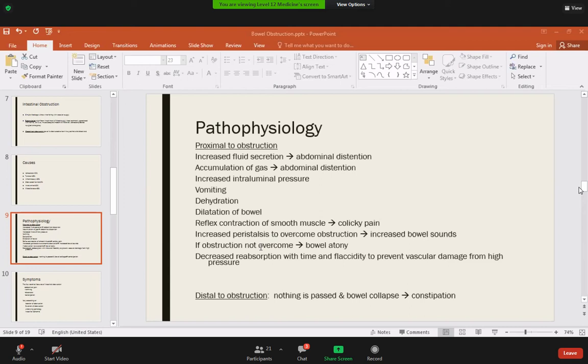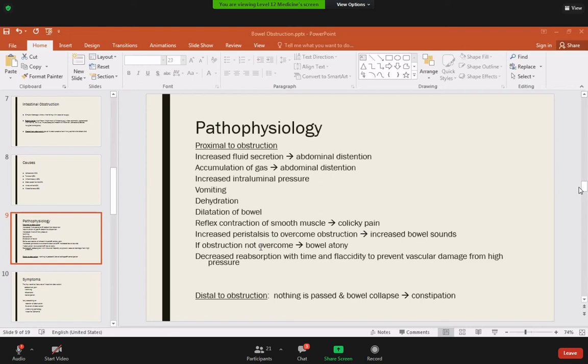With the vomiting as well as accumulation of fluid in the gut, the overall body fluid balance will be affected, and the patient will develop dehydration. The patient will suffer from inflammatory symptoms and signs. There will be dilatation of the bowel, and as a reflex mechanism against that obstruction, the body tries to make extra effort. The peristalsis becomes hyperactive, and the patient complains of severe colicky pain.